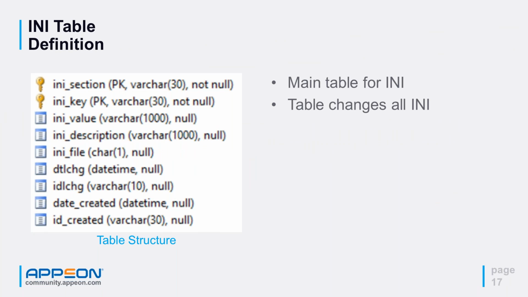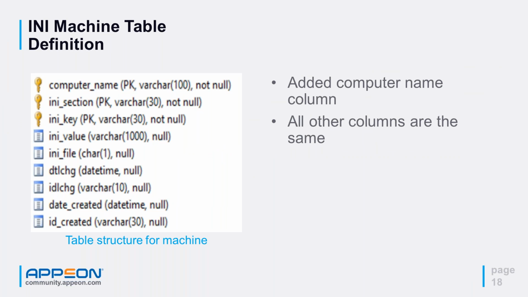So now we're going to get into the table structure. So this was the table structure we came up with for the main settings. So you can see you have the section, key, and value, and then we put a little description column in there so the developers can explain what this setting does to the technicians who will be setting this value within the database. And then you can see on the machine table, the only difference is the computer name has been added. All the other sections are the same.